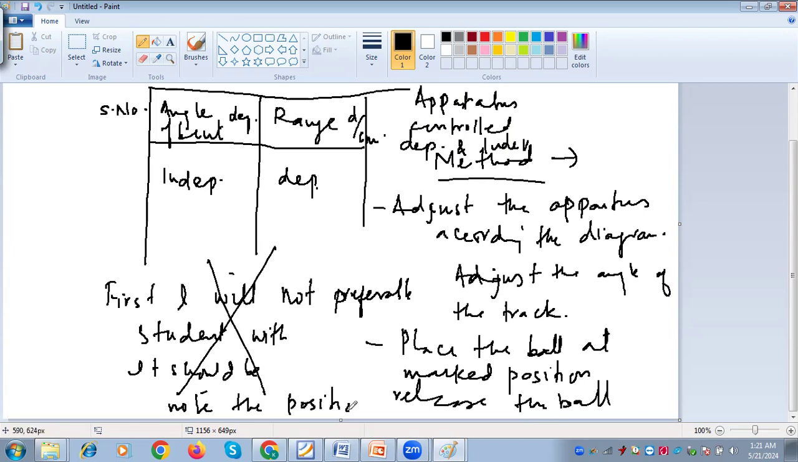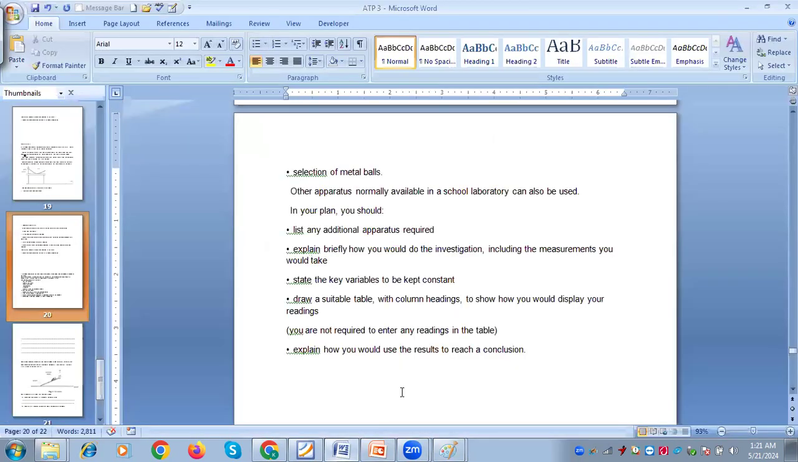Where it lands. Okay, or measure the distance. Next point, it will be there. Then what will you do? For the same angle, you can do twice or like one may be the trial reading. Okay, then you may repeat this reading for the same angle. Then you will change the angle. Then what will be the next point? Change the angle of track, and then release the ball. Same procedure will go on.